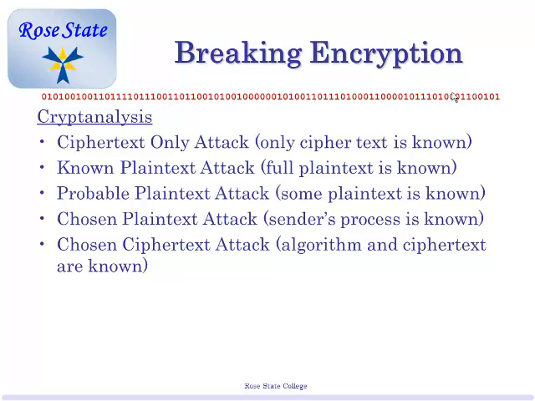Okay. Breaking encryption. We can have cryptanalysis. There's ciphertext-only attacks where I know the ciphertext only. Or known plaintext, where I know the plaintext and the ciphertext. Or probable plaintext, where some of it's known. There's also chosen plaintext, where the process is known. I know how you did it. Or chosen ciphertext, where the algorithm and the ciphertext are known. So these are just different ways, or different techniques, used to break encryption. Okay? Just different ways of doing it.